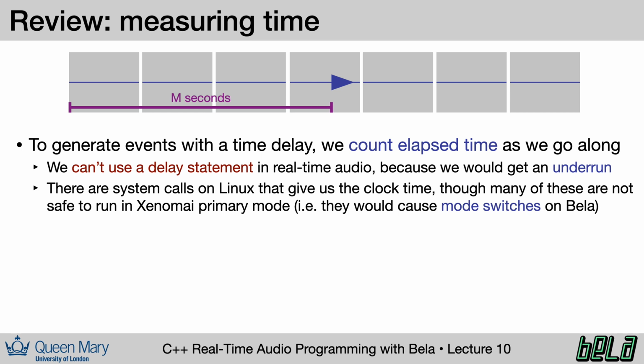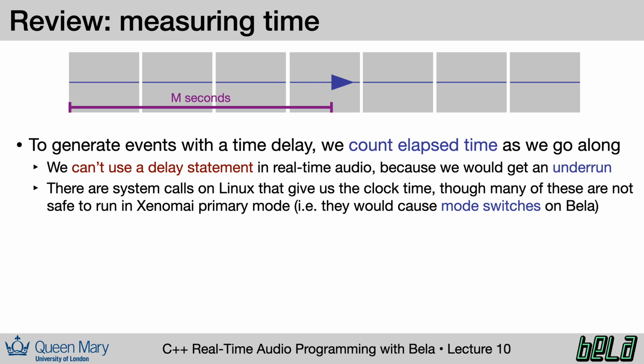Understanding how to do this builds on what we discussed in the previous lecture. Recall that to generate events with a time delay, we can't use anything like a delay statement in our code or we'd end up with an underrun. Instead, what we have to do is count the elapsed time as we go along so that we know when to start our next event.